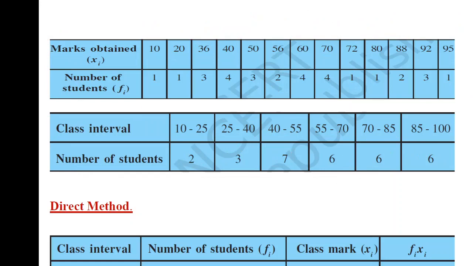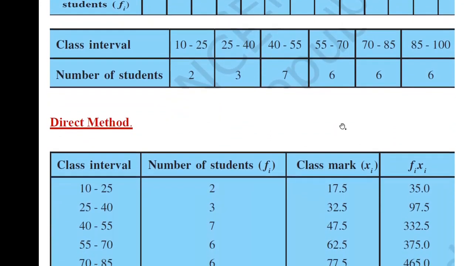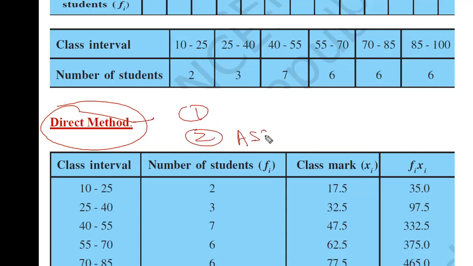Now we will again find the mean. You can see there are some methods of finding the mean. We will start with the direct method, and there are two other methods. The first one is the direct method, the second one is the assumed mean method, and the third one is the step deviation method.